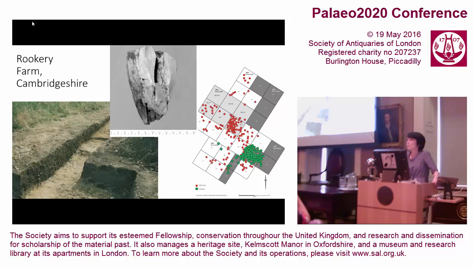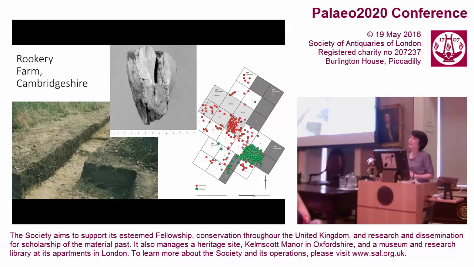And similarly, we shouldn't discount the potential of sites in very unpromising areas. A little site at Rookery Farm in Cambridge, a Federmesser site, which has been fortuitously preserved in a little dip in the topography and reworked into a Holocene buried soil. As you can see from the plot, there are problems with this site. There's lots of size sorting, things being washed in.